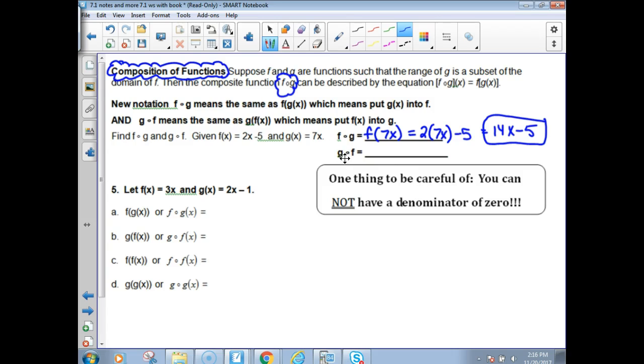Now let's do the g of f, which means put the f function into the g function. The f function is 2x minus 5. So we're going to replace x in the g function with 2x minus 5. So we're going to be doing 7 times 2x minus 5. You are replacing the x in the g function with 2x minus 5. Then you'll distribute it and get 14x minus 35. They're not the same result.